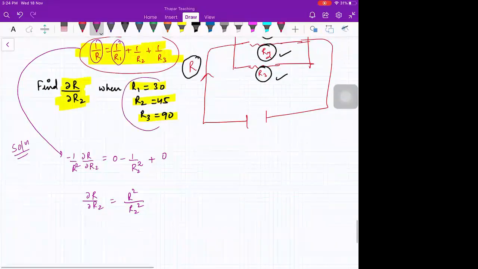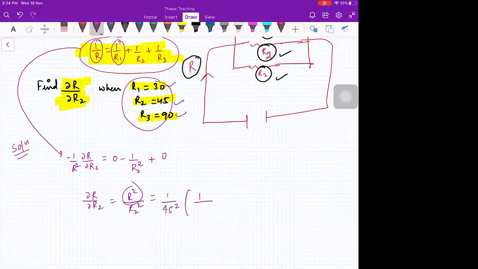Now these are the values at which you have to compute. R2 is 45 square. Now what is R at these values? That will be 1 by 30 plus 1 by 45 plus 1 by 90, so R is 1 by 9. This is the answer. Is that clear?